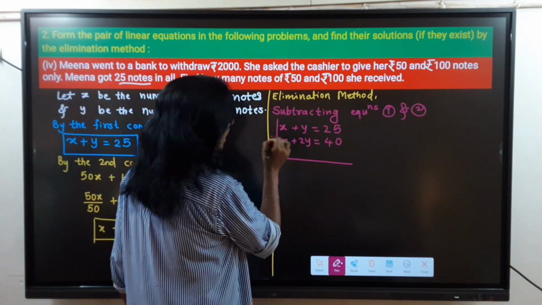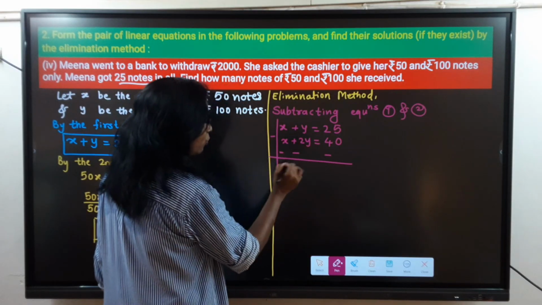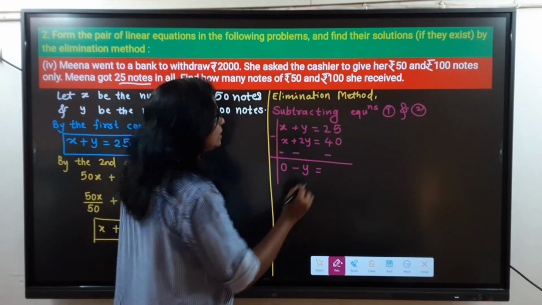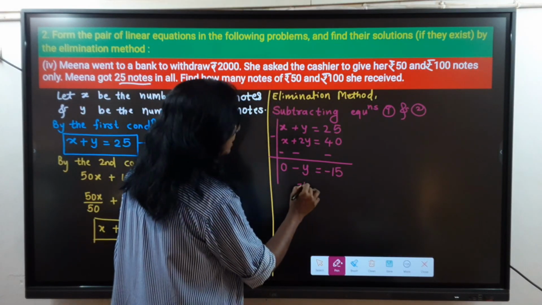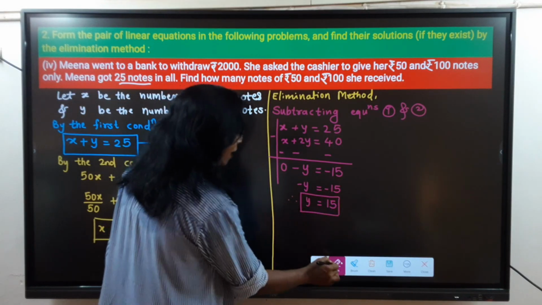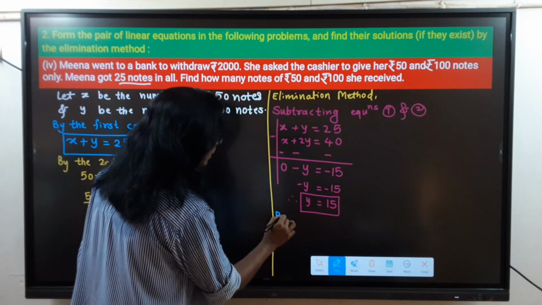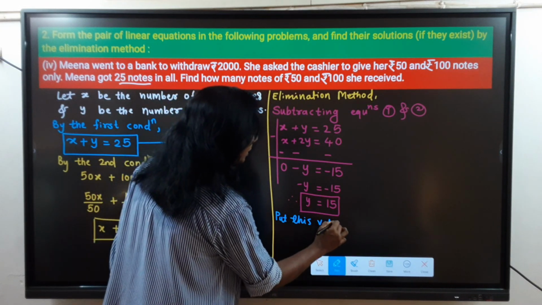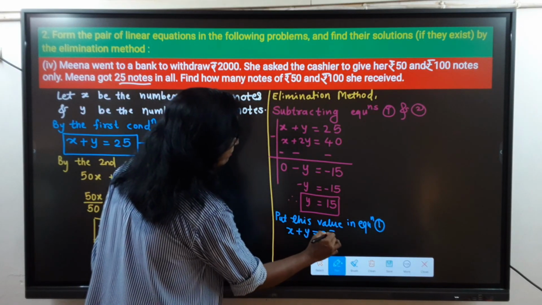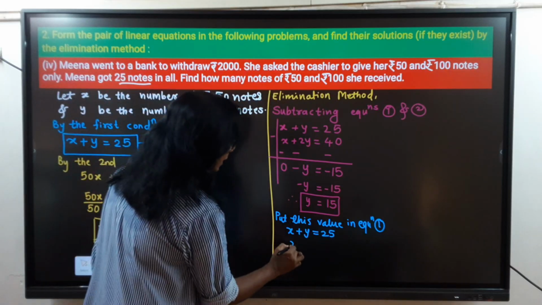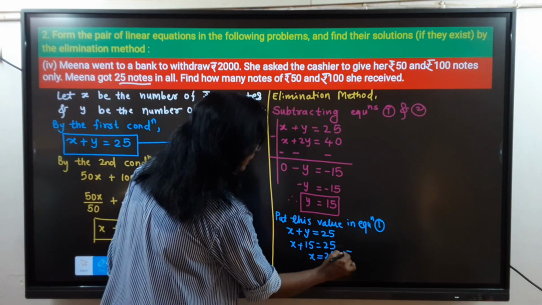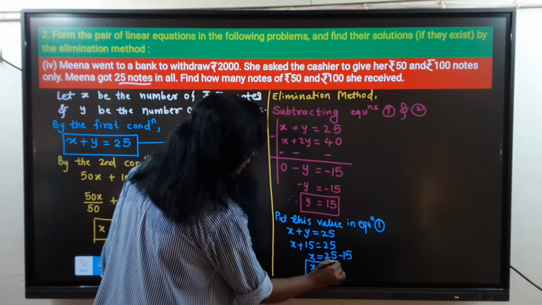So that means here subtraction, change the sign: minus, minus, minus. x minus x, 0. y minus 2y, that is minus y, is equal to 25 minus 40, and that means minus 15. Okay students, that means minus y is equal to minus 15, that means y is equal to 15. Therefore, y is equal to 15. Now the next step is to put this value in equation 1. So x plus y is equal to 25, and that means x plus 15 is equal to 25. So x is equal to 25 minus 15 and x is equal to 10. Therefore, x is equal to 10.